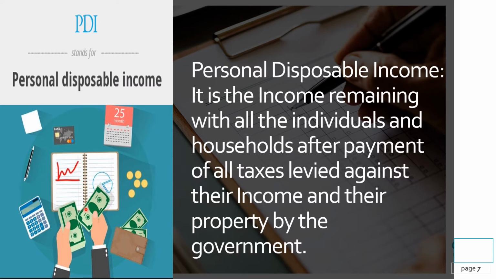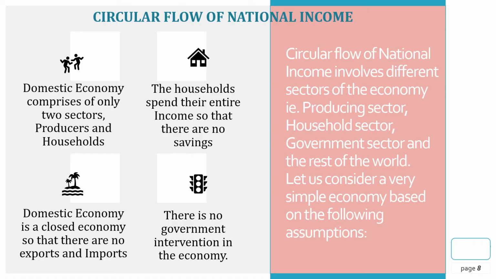Whatever is left behind is called personal disposable income. So it points to the purchasing power of individuals and households. Let us now set out to study a very important concept, which is the circular flow of national income.